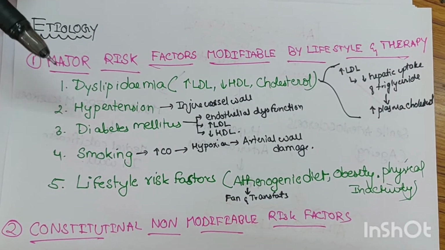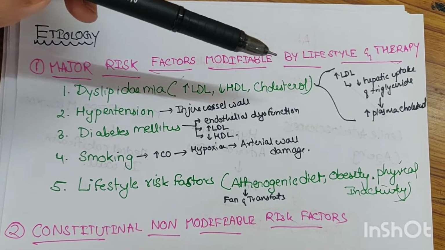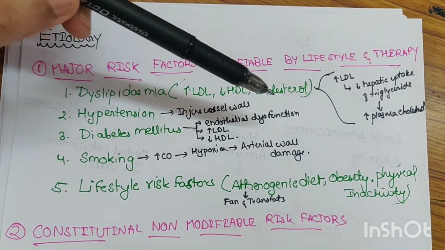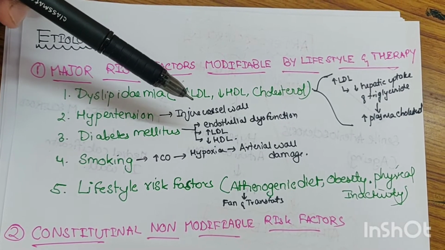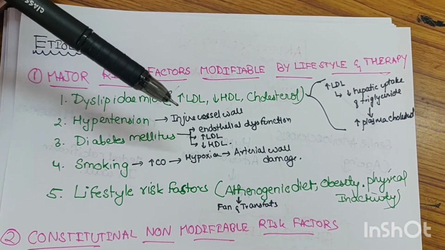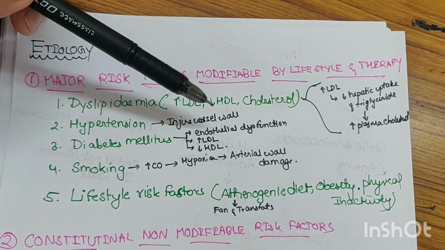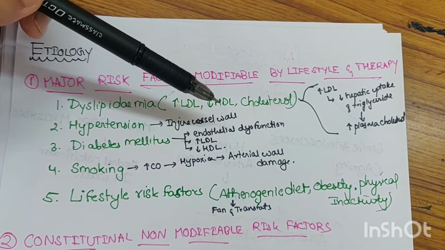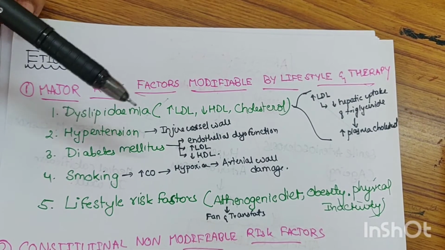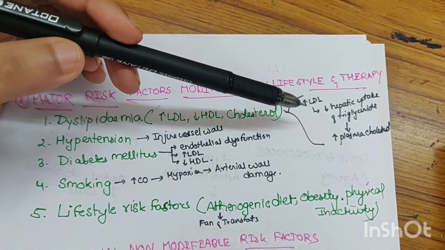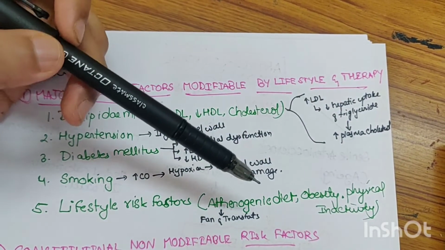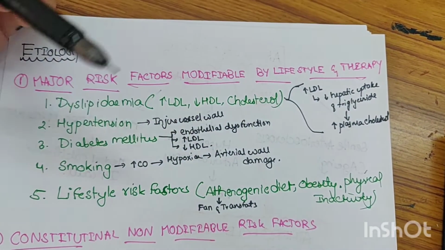The first etiology is the major risk factors modifiable by lifestyle. It is dyslipidemias, in which there is increased LDL, decreased HDL and increased cholesterol. We know HDL transports the triglycerides or cholesterol from the peripheral tissues to the liver. So whenever HDL is low, there is increased risk of high cholesterol levels in the blood. Whenever there is increased LDL, there is decreased hepatic uptake of triglycerides and cholesterol, so it increases the plasma concentration of cholesterol.